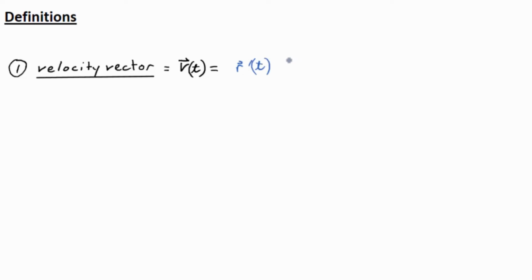So let's talk about some definitions. So the velocity vector, v of t, it should make sense that that's r prime of t. And in terms of the limit definition, it's the same as it was back in the second section. So it's the limit as h goes to 0 of r of t plus h minus r of t all over h.